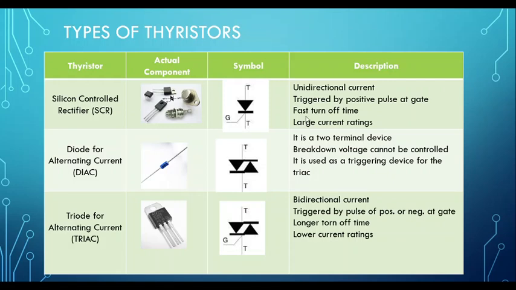For the SCR, it is a unidirectional current, because if you notice, there is only one arrow here. And it is triggered by a positive pulse at the gate. So the current can only flow if you trigger at the gate. You call it gate triggering. You apply voltage here at the gate, and then the gate will already close or open. It will let the current flow once you apply voltage at the gate.